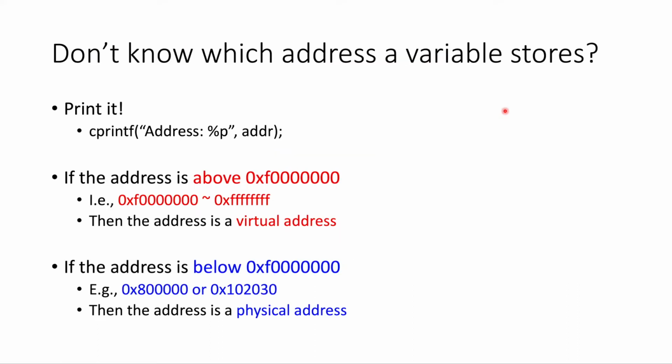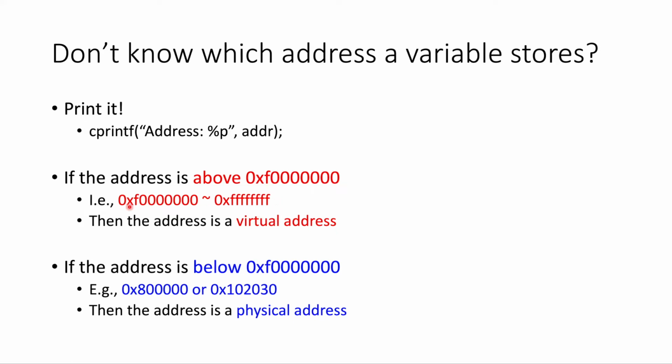In case you don't know if your current variable stores a virtual address or a physical address, just try to print it. If the address starts with 0xf, for example, in the range of f0000000 to ffffffff, then the address is a virtual address.